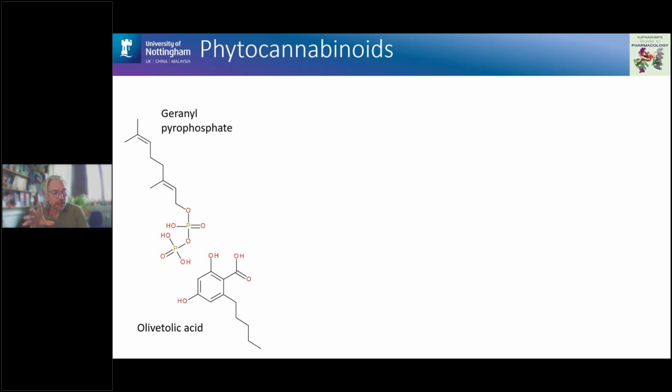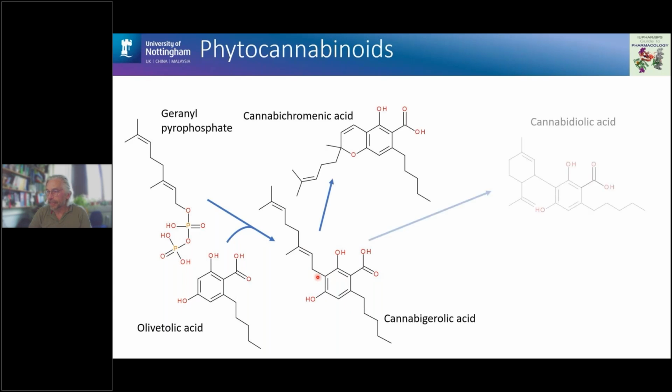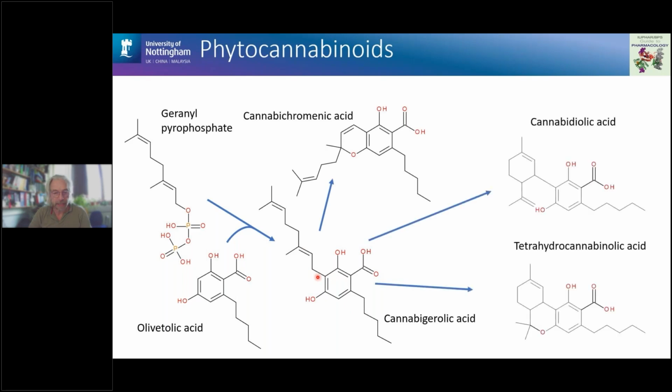It uses the geranyl pyrophosphate, which is the basis for an awful lot of terpene production in many, many plants. And the other substrate for the primary mechanism for synthesis of the cannabinoids is the olivetolic acid. These combine to produce cannabigerolic acid, a single ring structure with a hydrocarbon side chain, and that's the basis for 3 different products in the plant.